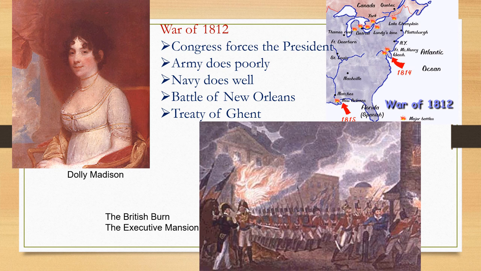But overall, our guys did really, really well. They fought hard. Now, the British will attack Washington, D.C. Again, you see up there on the map where it says 1814 and that arrow going in. That's the British attacking Washington, D.C.